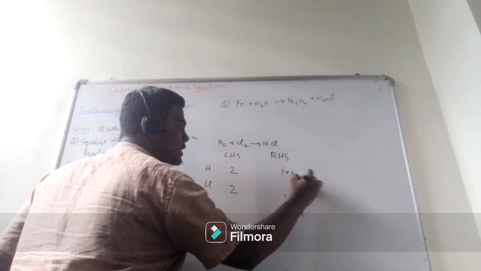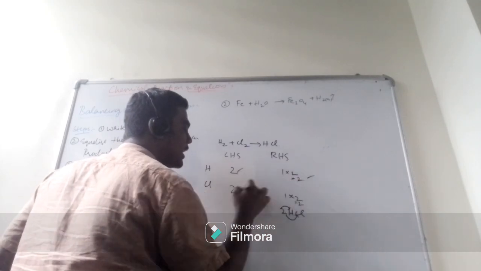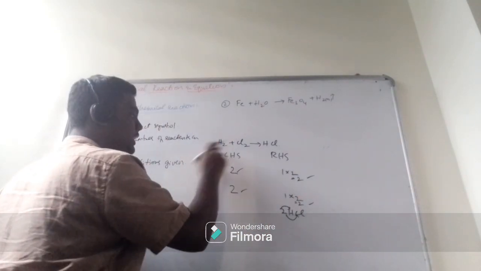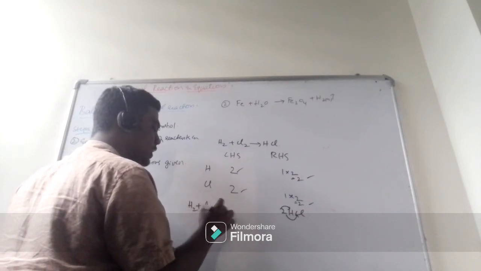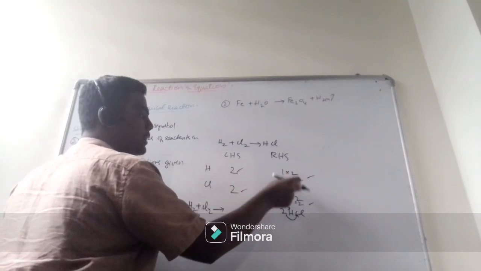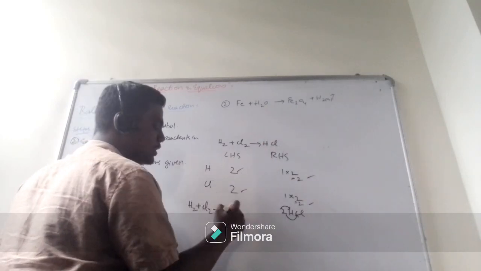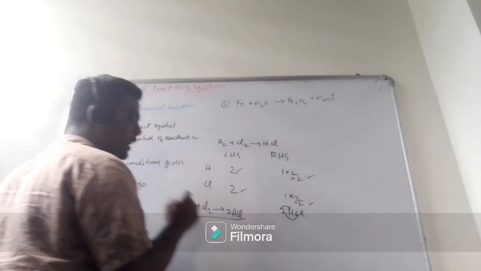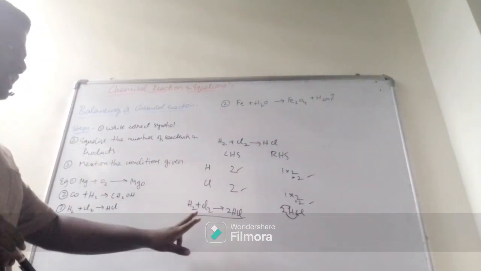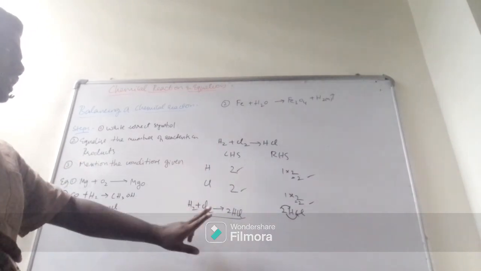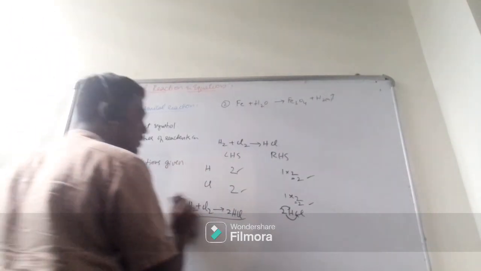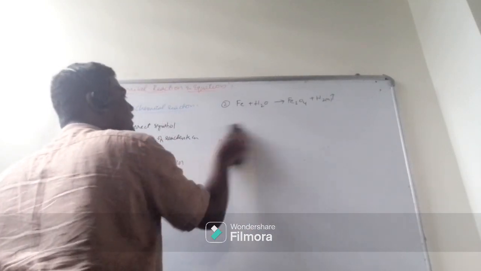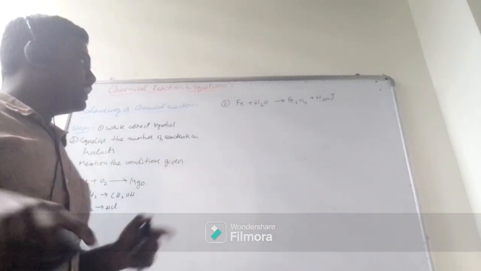Yes, 2 1s are 2, 2 1s are 2, 2 2 balanced, 2 2 balanced. So here there is no change, no multiplication means no change. H2 plus Cl2 gives, we are multiplying with the 2 here, so is giving how much? 2HCl. So this is the balanced equation, chemical skeletal equation and balanced equation. Okay, the last example for this video is this one. You all can pause the video and you can try it.